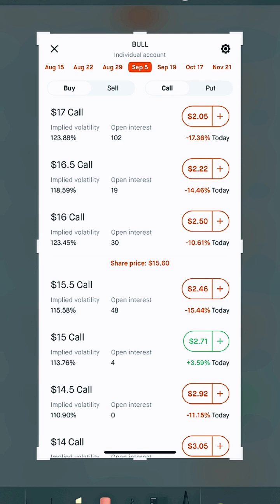This is when you're buying a call. Any of the prices above where the share price is, that's out of the money. Any price under, or lesser than the share price, that's going to be in the money. Jeff said it, ITM. When you're buying a call, any price under the share price is in the money. Any price over the share price is out of the money. When you are buying a put, it is the complete opposite.